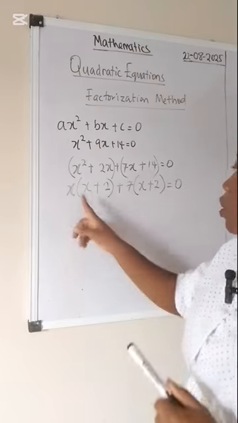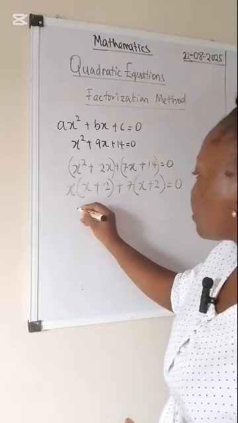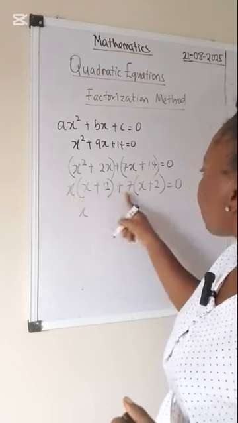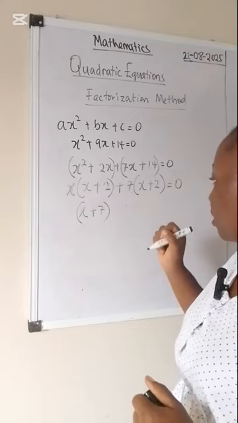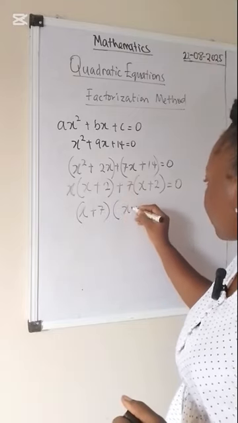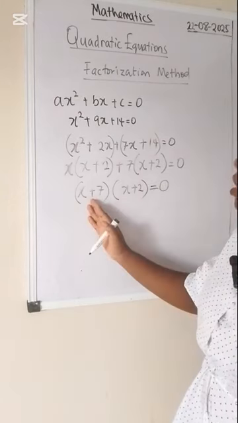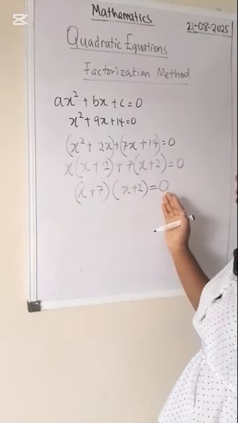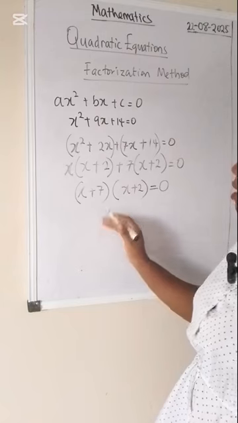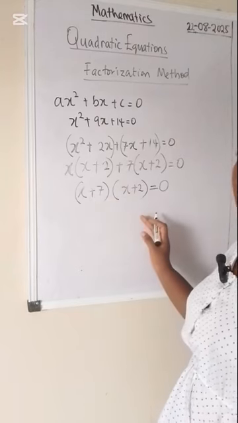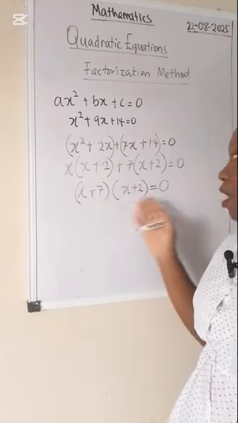So what do we do next? We're going to combine these two and pick one of the brackets since they are duplicates. So we have x plus 7 and x plus 2. We pick one. This is equal to 0. Now we equate each of these factors to 0, because this is multiplying this. So we're essentially saying that one of them has to be equal to 0. Either this is equal to 0 or this is equal to 0. But one of them has to be 0 for our answer to be 0.